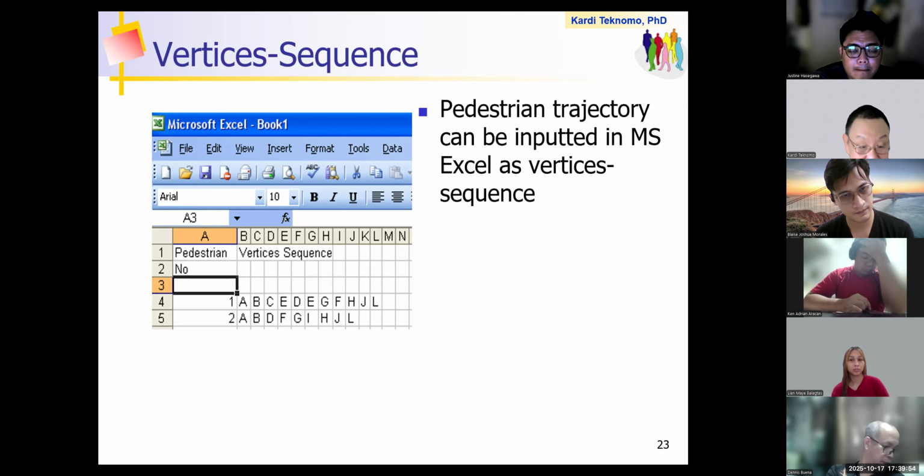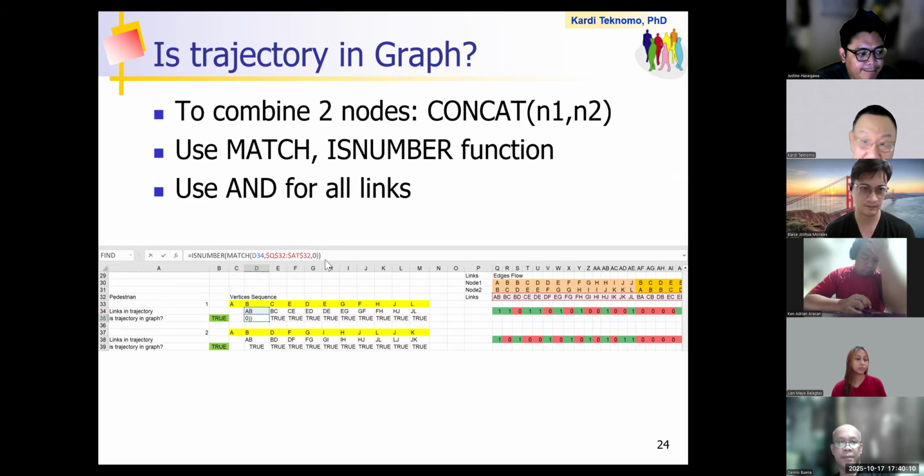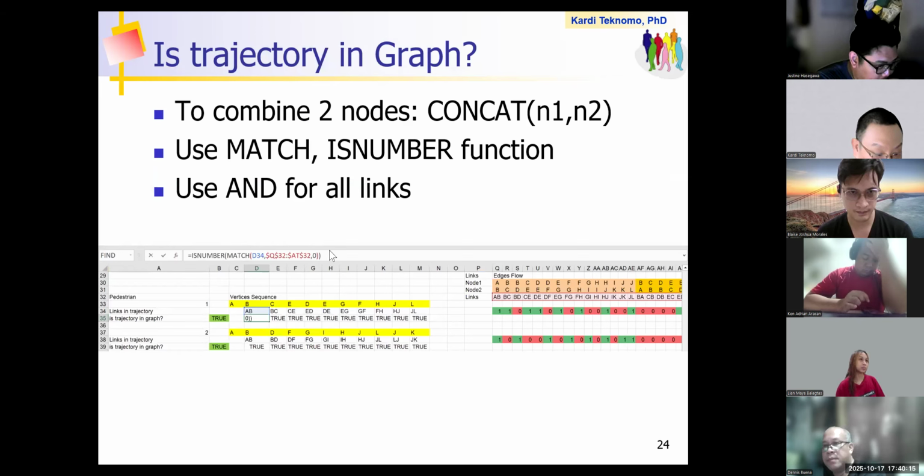Okay, let us see. Number one, of course, you need to check whether this trajectory is already in the graph or not. This is very important. So I have put this in using an Excel function, is number or not, and then matching or not. This is the function I put here. Can you see? You can also combine later using concat. This is a built-in function in Excel. And later you can use and.